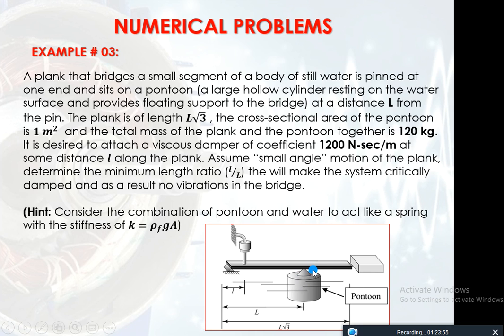This pontoon bridge should be critically damped, it should not oscillate. The damper is placed at a small distance l. The pontoon, known as the stiffness element, is placed at distance capital L. Total length of the bridge is square root of 3 into L. Cross sectional area of this pontoon is 1 meter square, and the coefficient of damping is 1200 Newton second per meter. So these are the required parameters that are given, and now we have to determine the ratio of small l to capital L. So it is very simple.